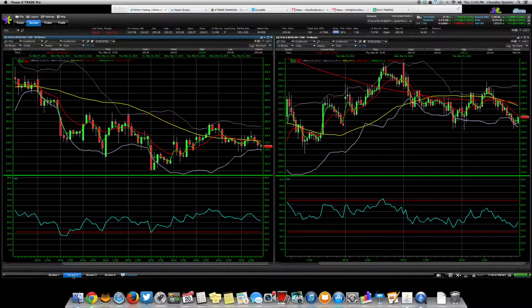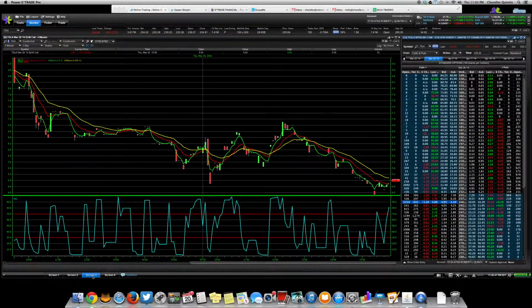On screen 2, I have 2 side-by-side charts. I have a 60-minute and a 15-minute, different time frames, just to keep an eye on the larger trends that are going on. Screen 3, I have options chain and a bigger chart on a smaller time frame that I use.